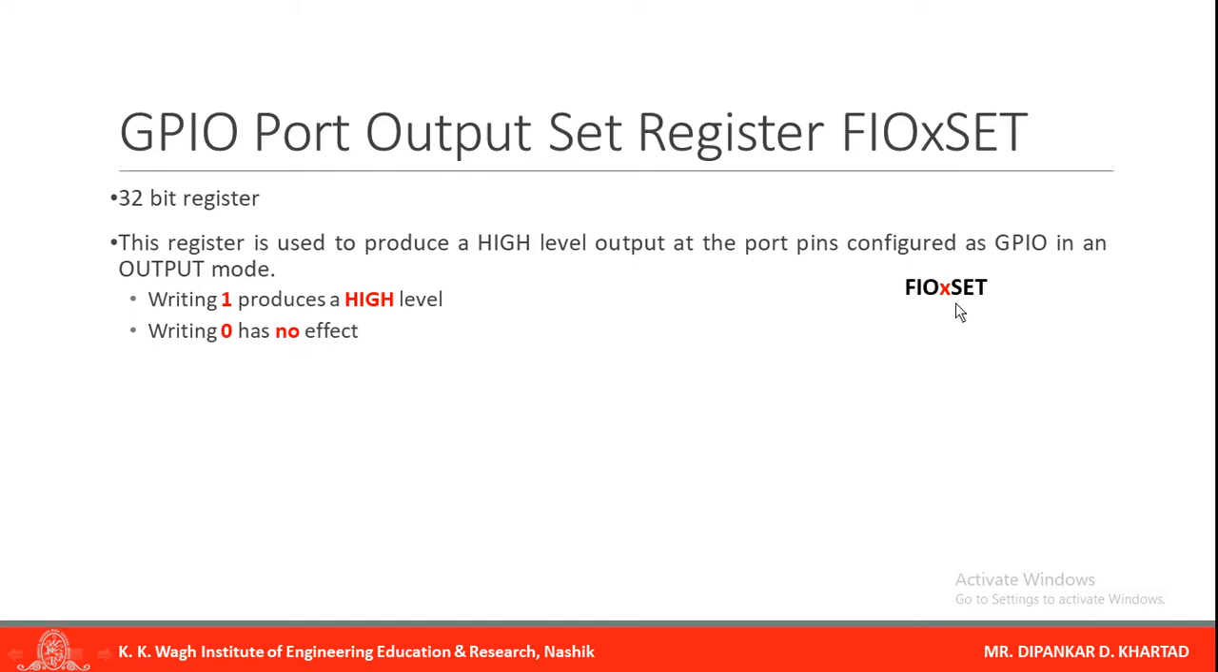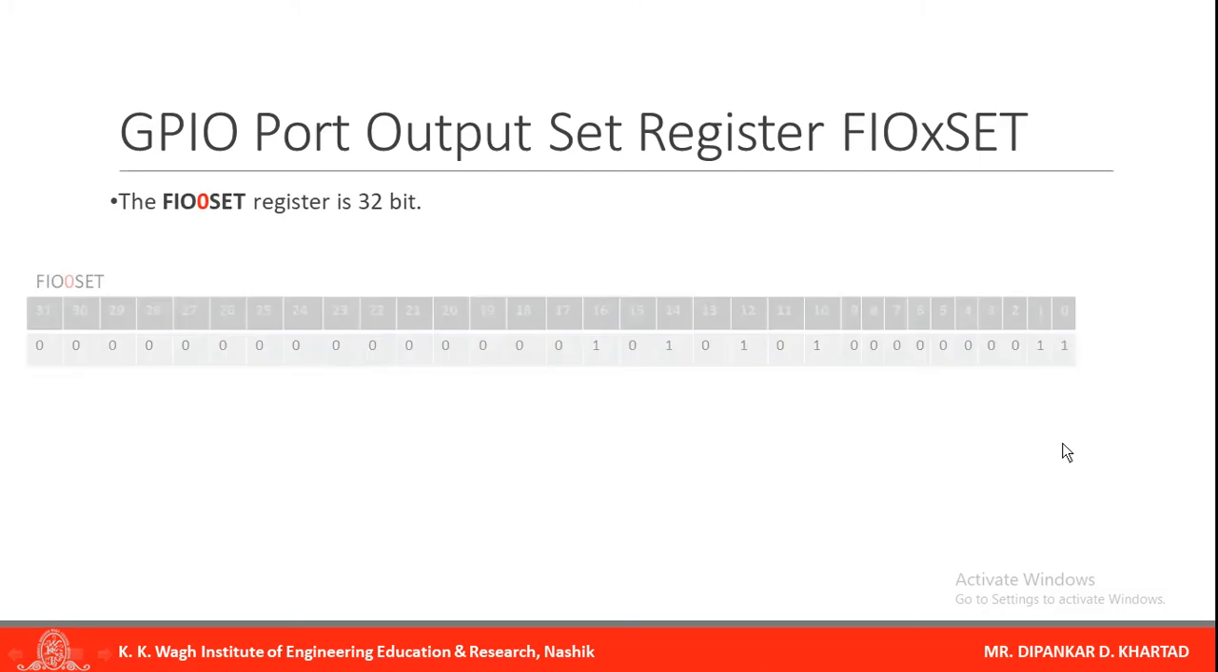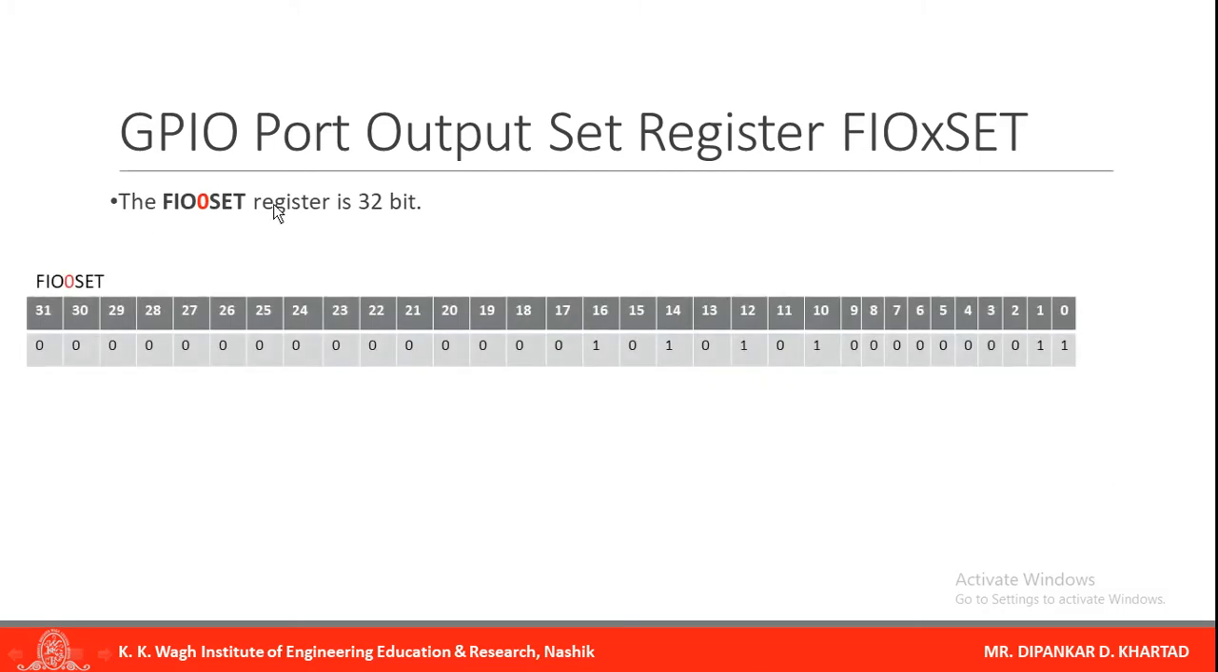This is the syntax, FIOXSET. Tell me, what is the meaning of X? That is the port number: 0, 1, 2, 3, 4. Now we'll take a simple example. The FIOSET register is 32-bit, from bit 0 to 31. This is the predefined value of the port. Predefined value means this bit 31 is reset, this one is reset, the 16th pin is set.